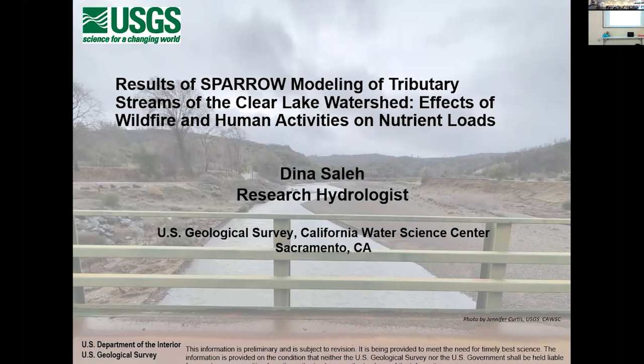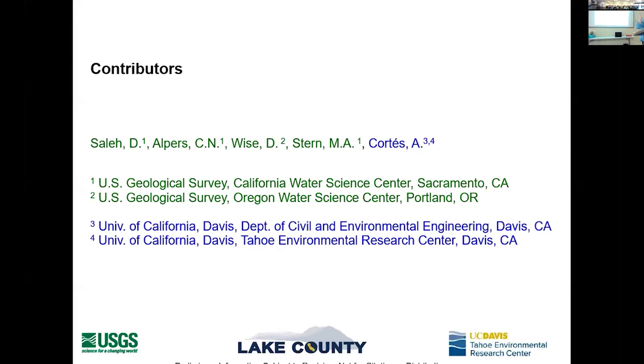So I would like to talk to you today about using SPARROW to look at major loads and the yields of total phosphorus and total nitrogen in the Clear Lake watershed, and maybe look at some of the effects of the wildfires and human activities, how they affected those loads in the watershed. So this is a slide you've seen before. Some of the contributors, the green are USGS, blue is UC Davis.